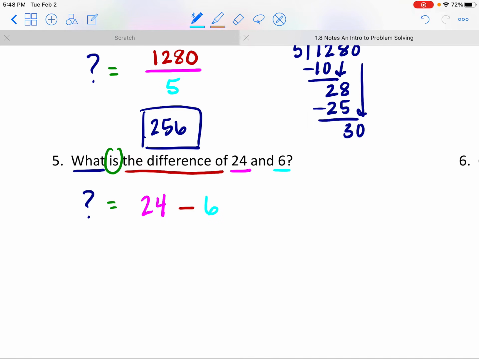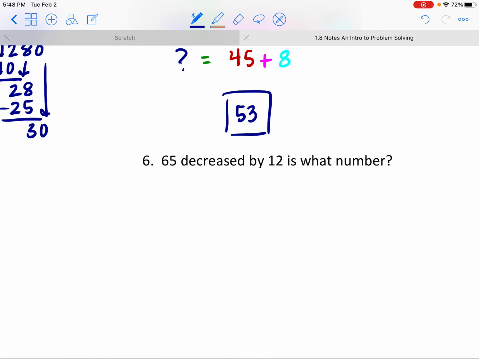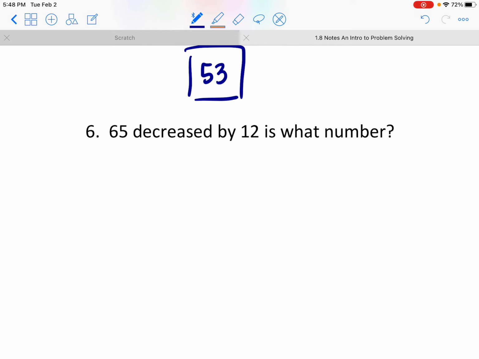So if we subtract 24 from 6, we are finding the difference of those two numbers. What is that difference? 24 minus 6 gives us an answer of 18. Okay? And here's another. At any point, if you feel like you're good, feel free to pause the video to try these things out yourself before you just let me ramble on through the answer. And then you can always unpause and see if you did it correctly.